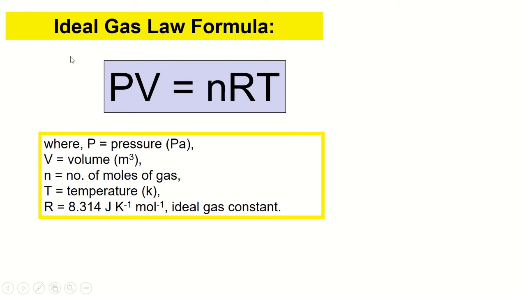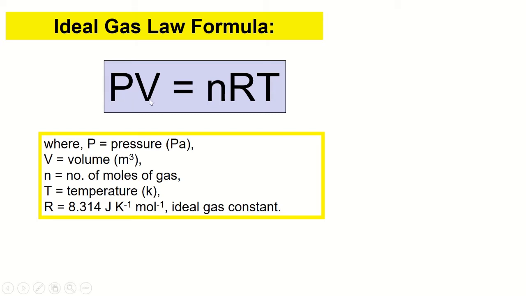Ideal gas law formula. The ideal gas formula is PV equal to nRT. This is the ideal gas law formula. In this formula, P stands for the pressure of the gas, and the pressure of the gas you always have to take in Pascal, not in any other unit of pressure, not in bar, not in atmosphere, not in kilopascal, Pascal only.